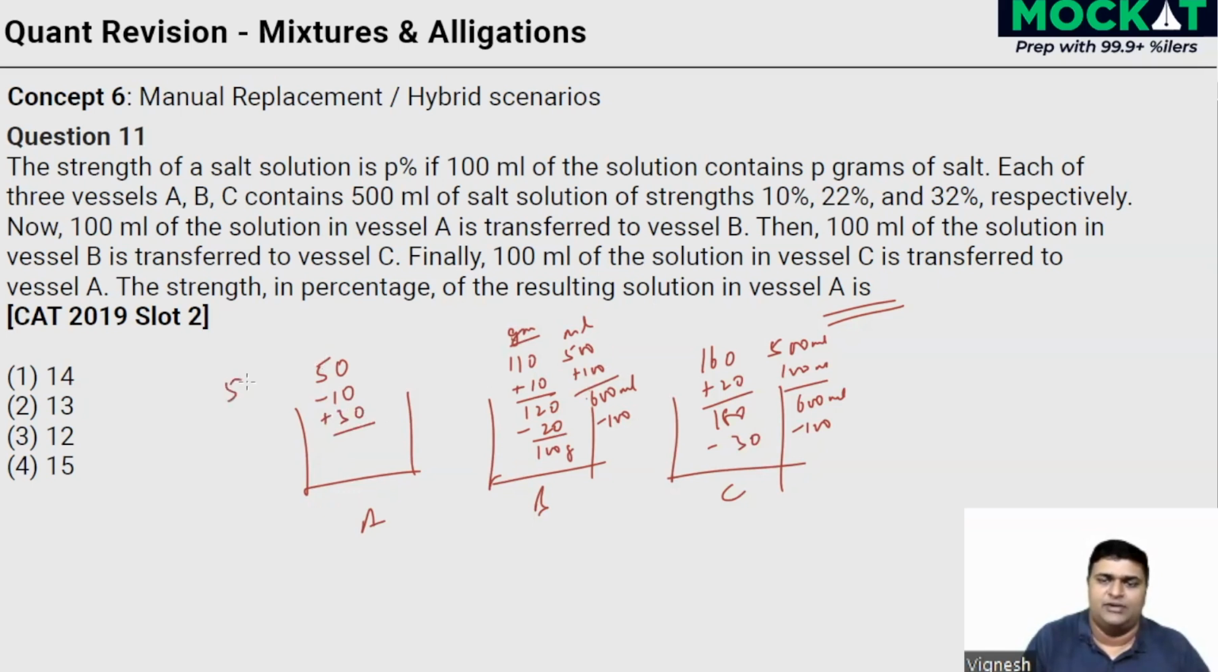So from the 500, I had removed 100 ml and I'm adding back 100 ml. My net position is again 500 ml. 50 minus 10 plus 30, that comes to 70. So 70 grams for 500 ml. 70 by 500 into 100% is going to be 14%. Right? Option 1, 14 becomes the answer over here.